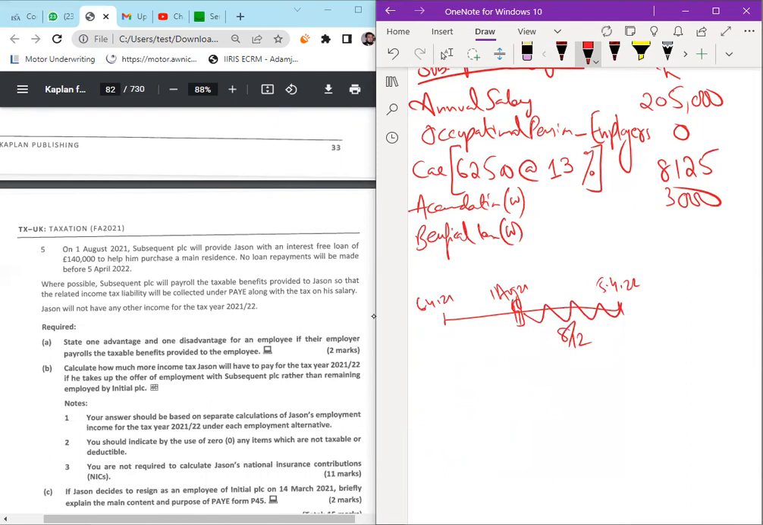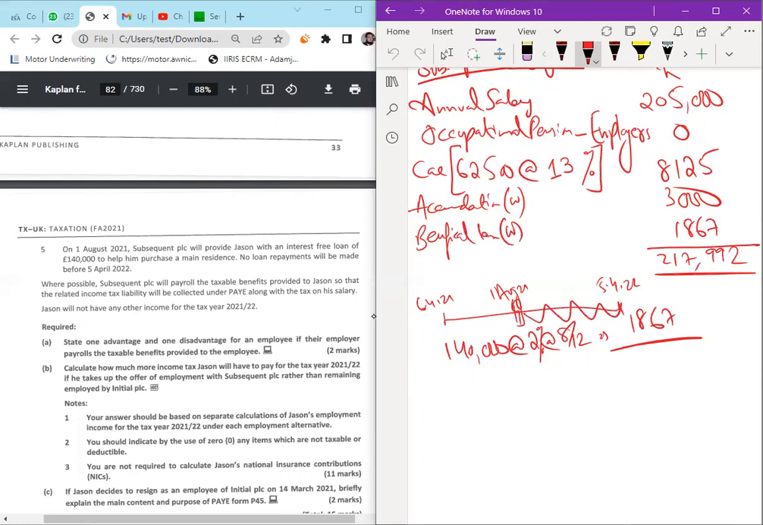There is no repayment, so we are not supposed to use strict or average method, just simple. 140,000 is the loan amount. We are saving 2% for 8 months. The answer is 1867 rounded. This is the answer, and 217,992 is our employment income. So this is the answer.